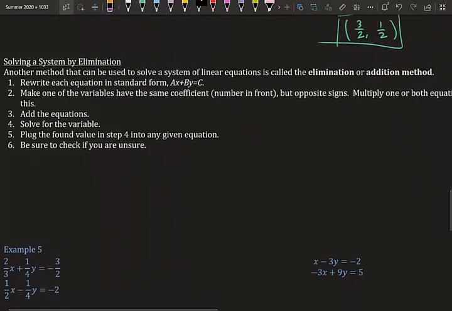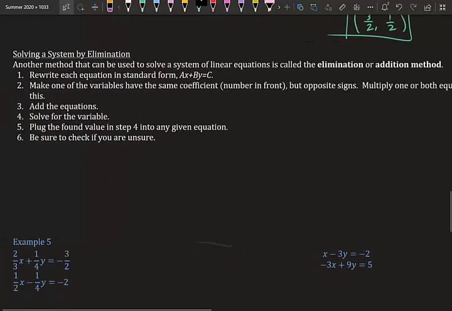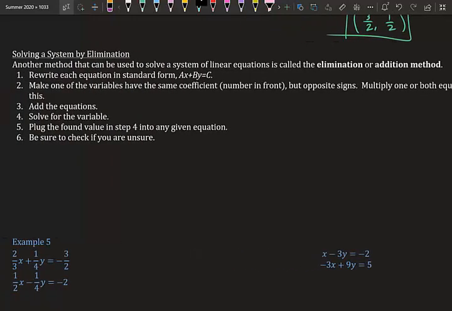All right, another way to solve a system is by elimination. It's also called addition method. So another method that can be used to solve a system is called elimination or addition method. Rewrite each equation in standard form, which is ax plus by equals c. Make one of the variables have the same coefficient number in front, but opposite signs. Multiply one or both equations to achieve this. Add the equations, solve for the variable, plug the found value in step 4 into any given equation, and be sure to check if you're unsure.